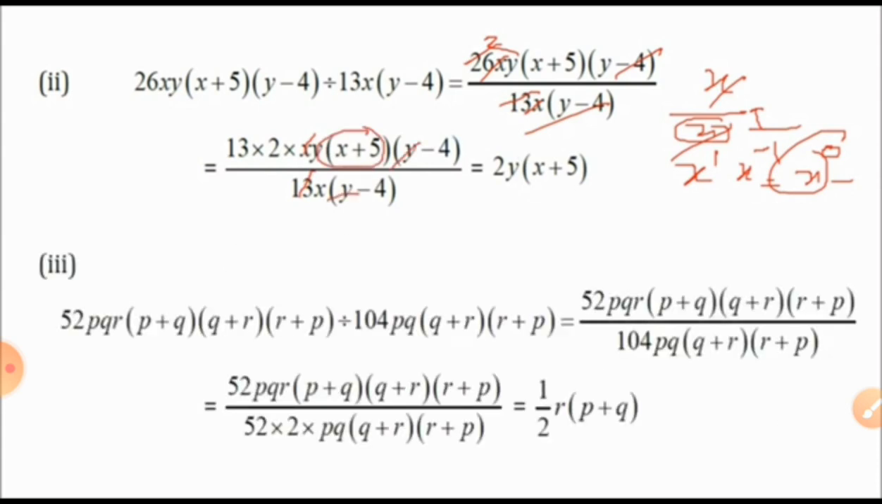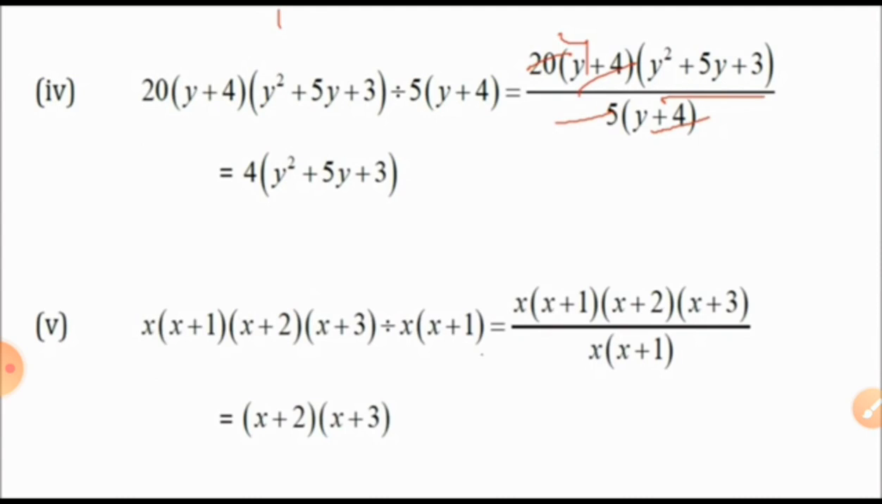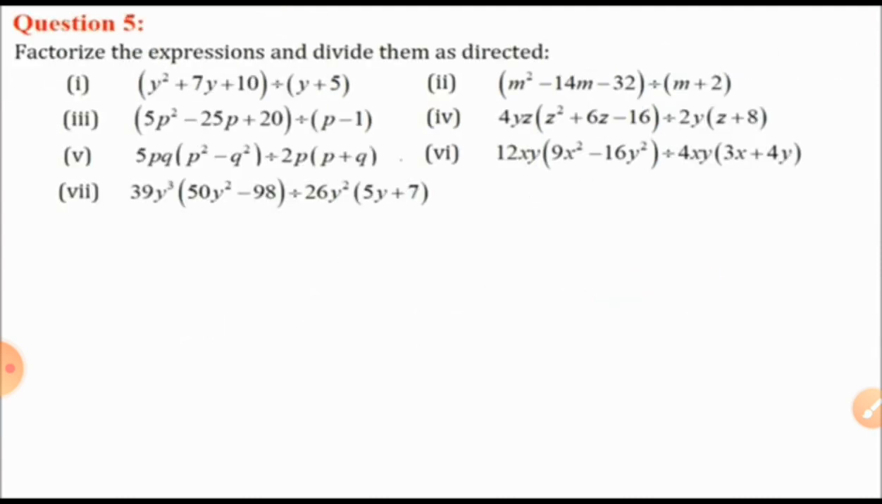Third one, 52pqr multiplied by p plus q, q plus r plus p divided by 104pq, q plus r plus p. Oh, I see. It's such a simple one. You are getting the answers. Fourth one, 20y plus 4 multiplied by y square plus 5y plus 3 divided by 5y plus 4. That is the answer here with you.